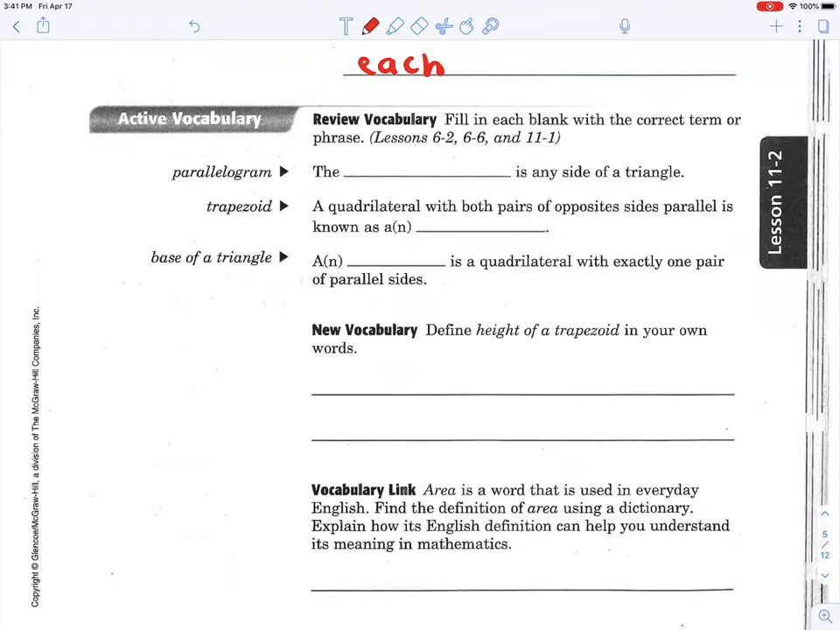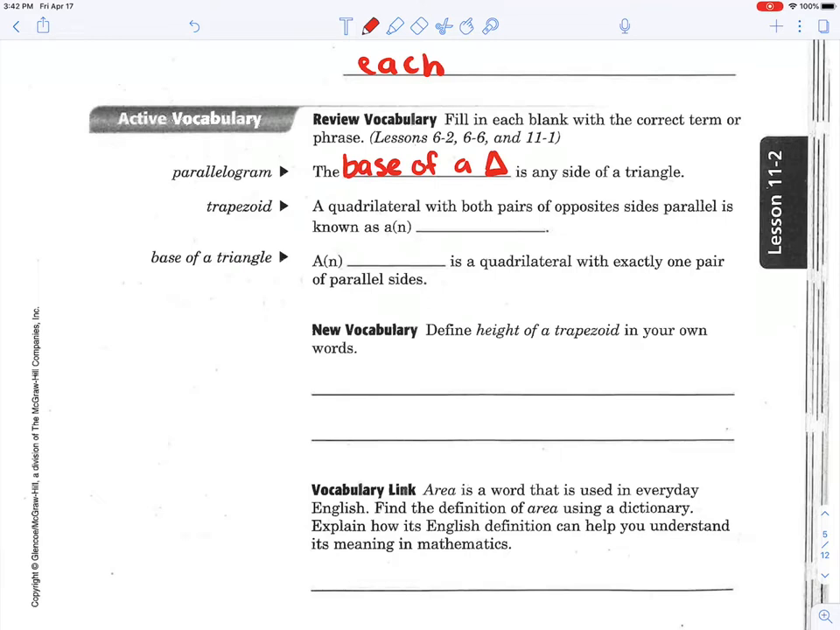The blank is any side of a triangle. Well, we learned last section that that would be the base of a triangle. So we said we're getting away from the idea that the bottom is the base. We know that the base and the height are whatever form that right angle.